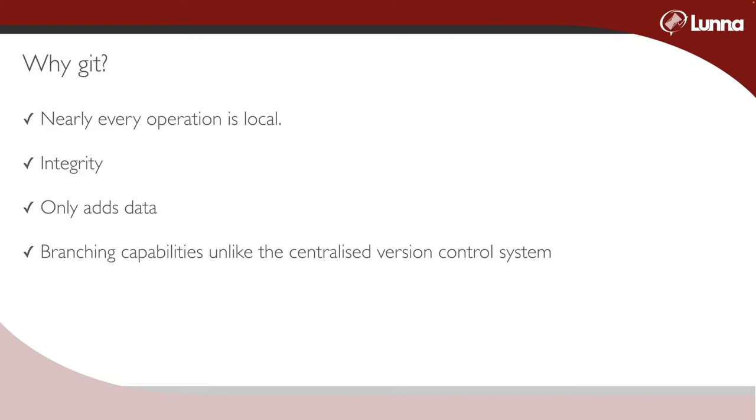Why Git? You will ask yourself, why Git? You would use Git because nearly every operation is local to your machine. It was designed with integrity. Again, it only adds data, and it has amazing branching capabilities, unlike the SVN or the centralized version control systems.